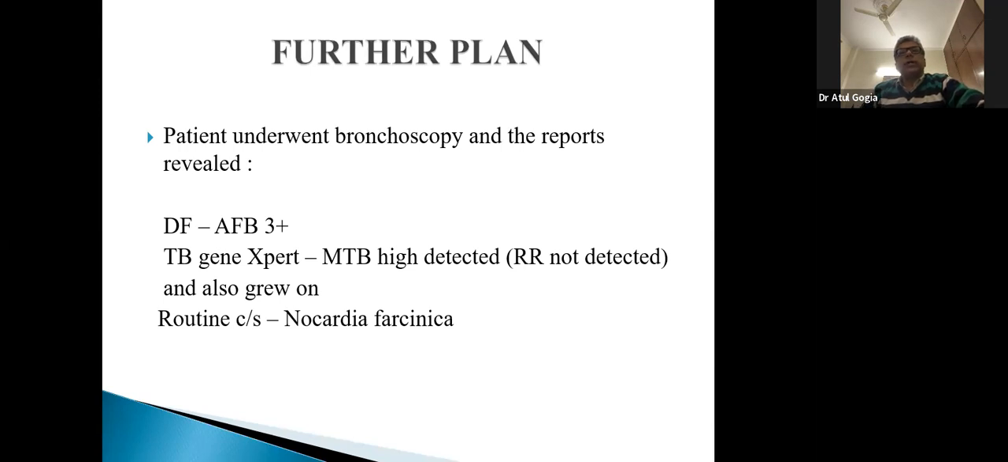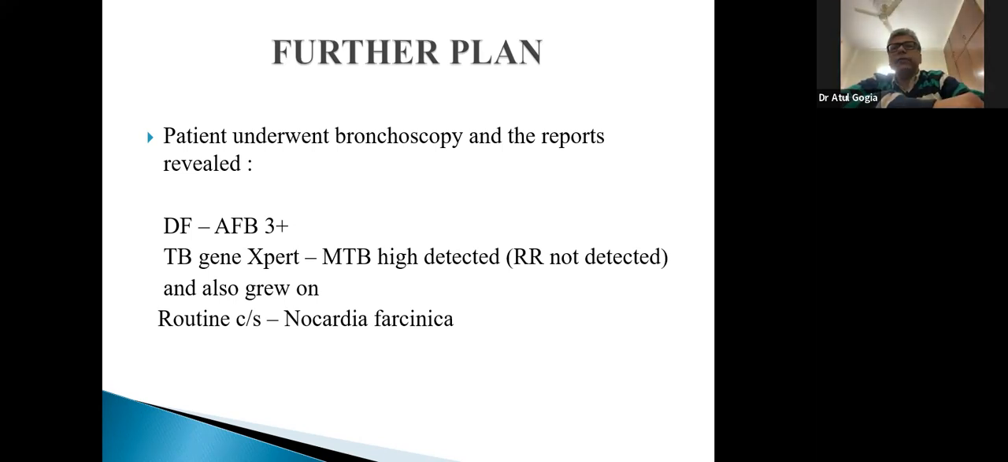So a smear AFB positive and a negative GeneXpert would have made it clear that he has an NTM. But to our surprise, within a few days, although the slide shows that culture came in, obviously it took a couple of days for the culture to grow, Nocardia grew while he was in the hospital only. That is within 48 to 72 hours, they were able to get the Nocardia culture also. So probably the load was there and we could get it. So that was something which was very, very fascinating for us, that we got both the infections in this patient.